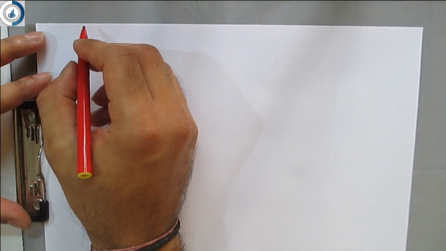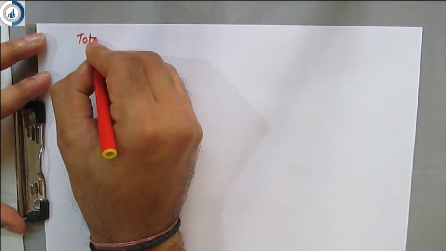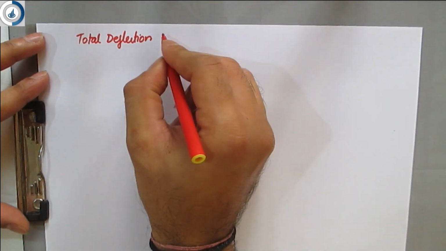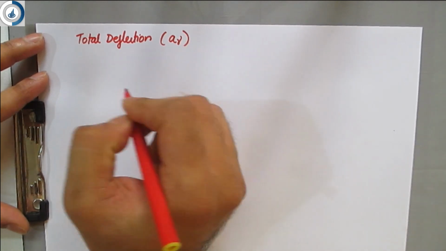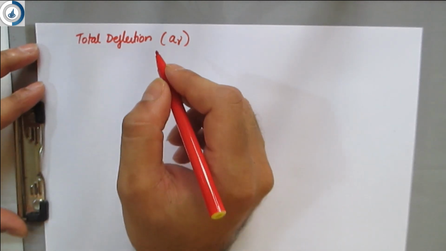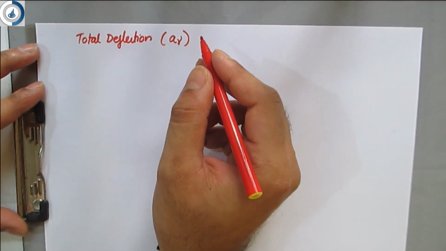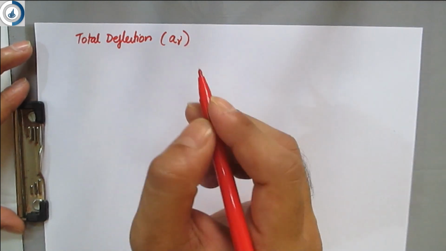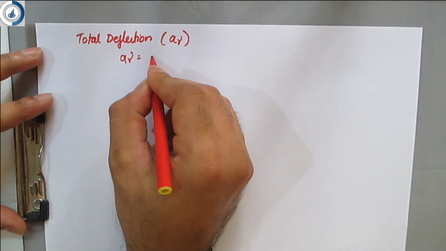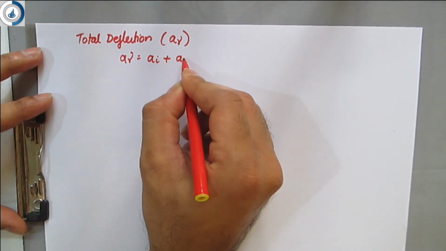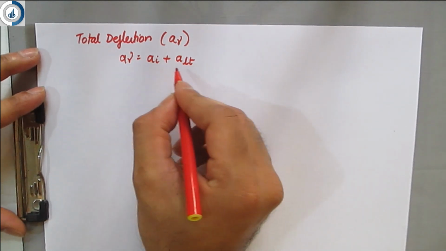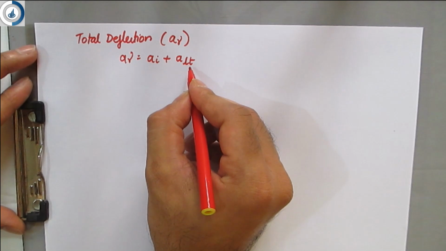So the total deflection we will denote as A gamma. These notations are from your IS 456 2000. I have not used different notations, otherwise confusion will happen, so we'll maintain the same notations. So A gamma is equal to AI plus ALT. AI is nothing but your short-term deflection and ALT is nothing but long-term deflection.